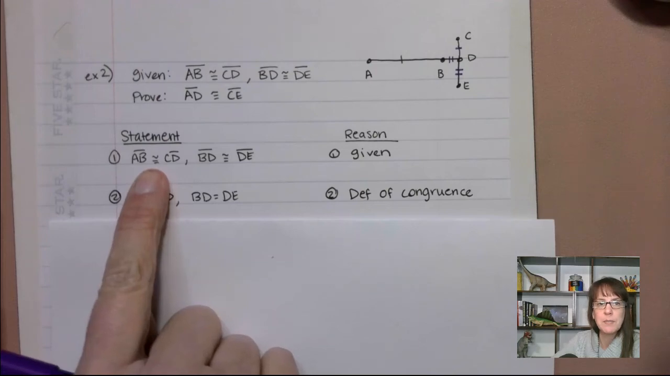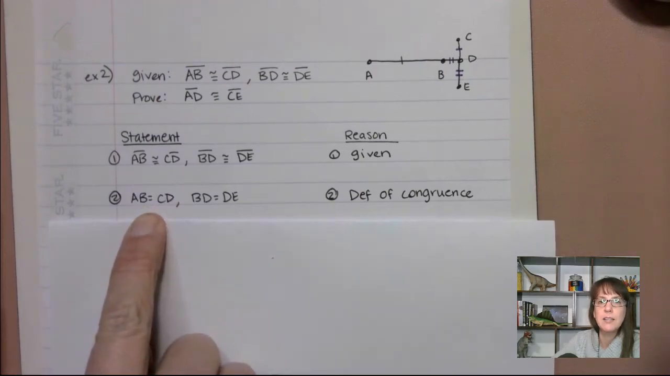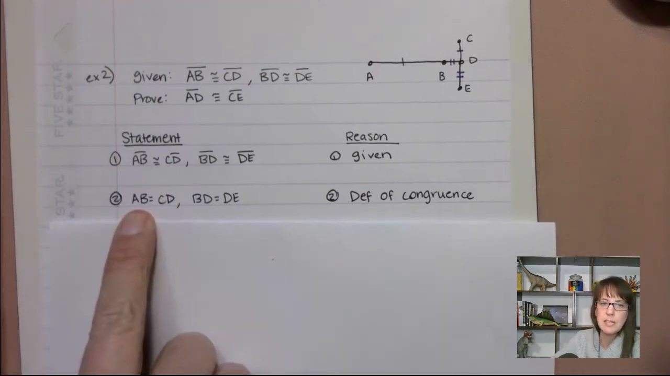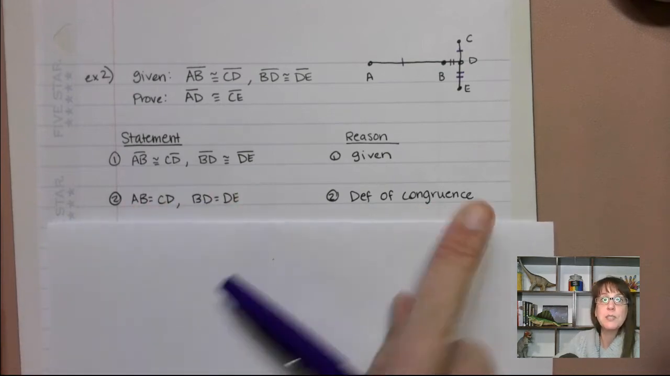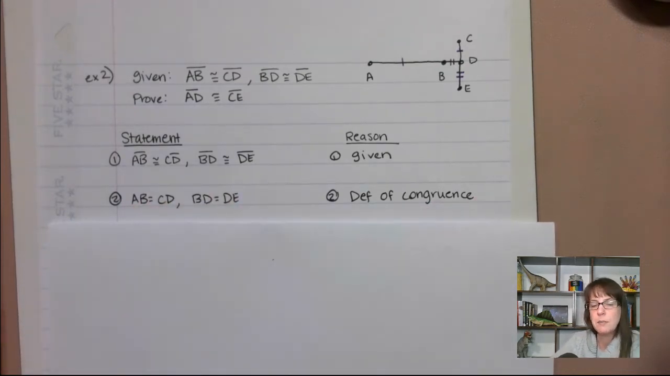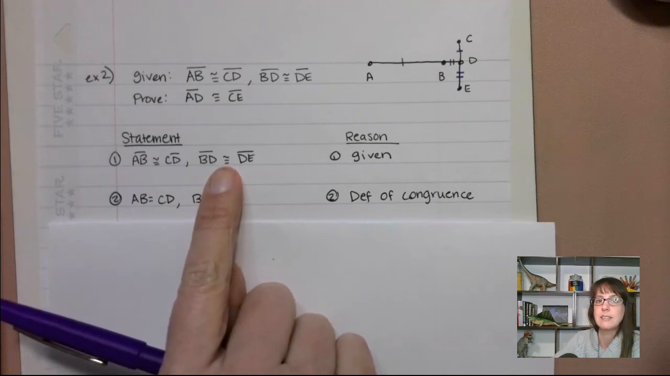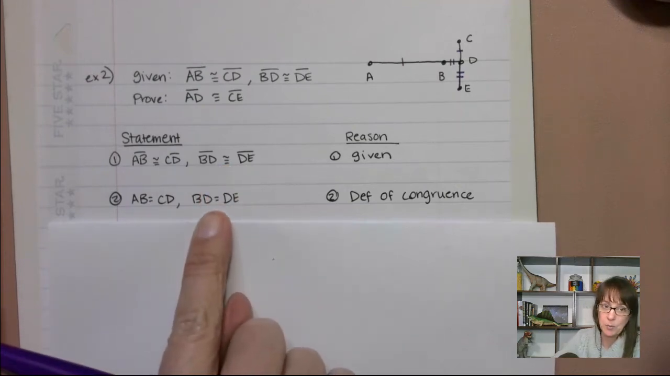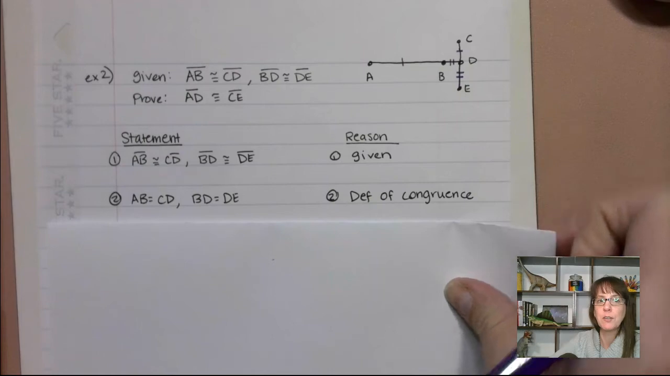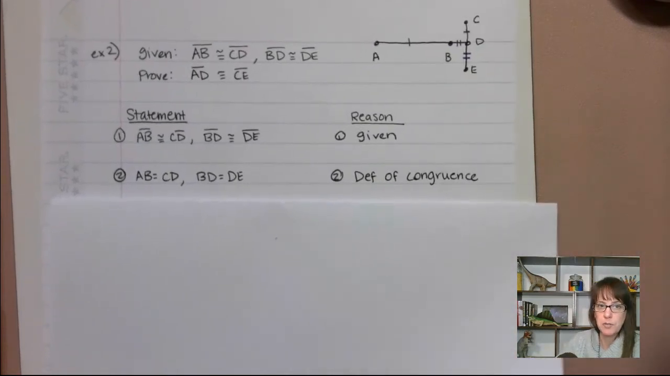All we did was go from congruence to equals, so that way we can use segment addition postulate. You can't use segment addition postulate when you are saying that these things are congruent. You have to say that they are equal. Okay, so we did definition of congruence to say that those things were all equal to each other.